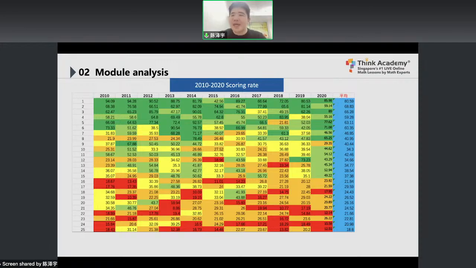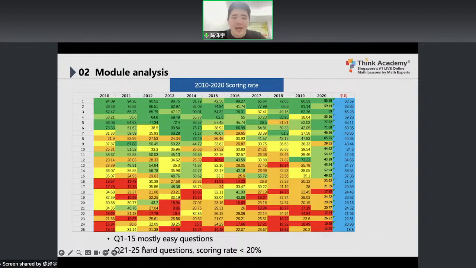Like I said, it has 5 options. So if you make a guess, ideally, theoretically, the scoring rate should be 20%. So if the scoring rate is below 20%, that basically means it's lower than guessing.